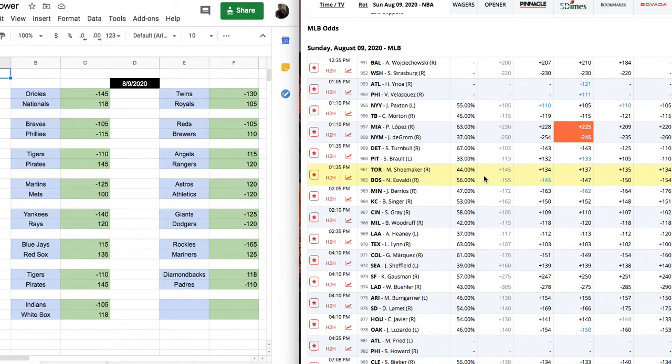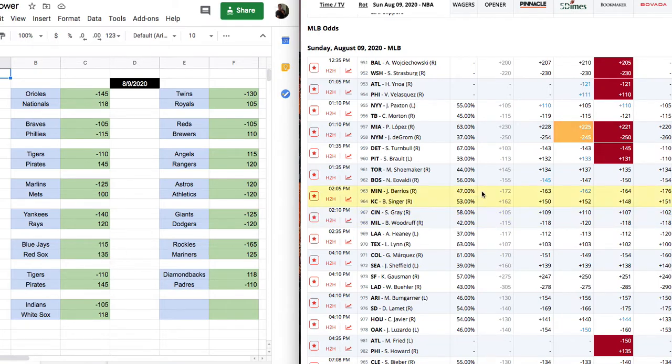Toronto, Boston. Let's find this line here. I think both of these are dog lines. Yeah, we have both these teams as underdogs, 115 and 135. And Blue Jays are at plus 134. Obviously, we wouldn't lay minus 145 when they have less than a 50% chance of winning. So that game would be a skip.